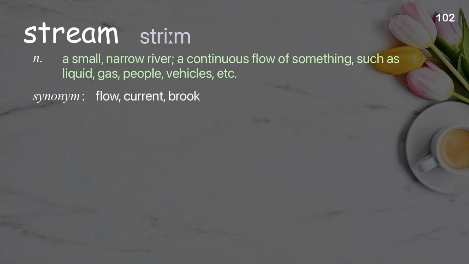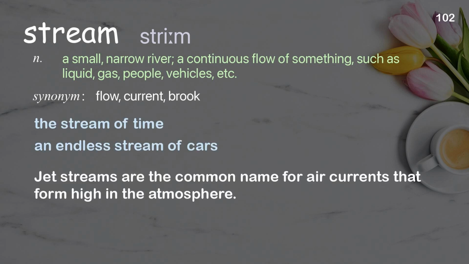Stream: a small, narrow river, a continuous flow of something, such as liquid, gas, people, vehicles, etc. Examples: the stream of time. An endless stream of cars. Jet streams are the common name for air currents that form high in the atmosphere.